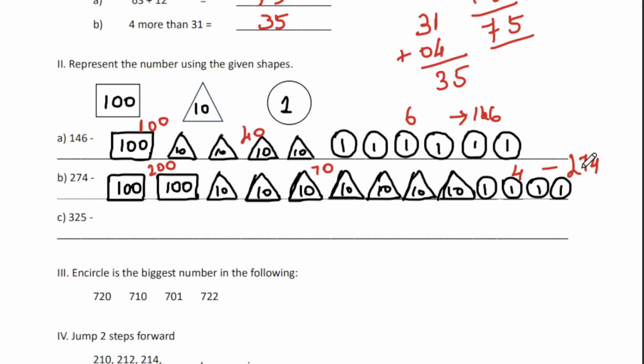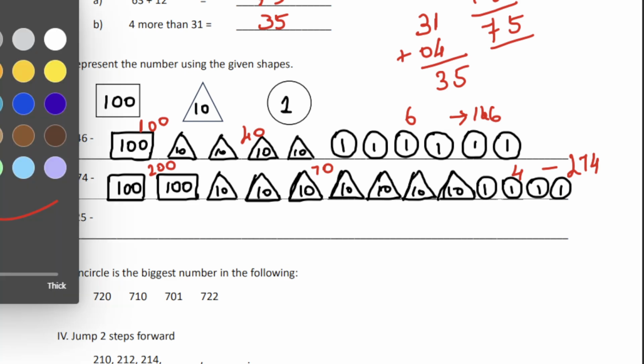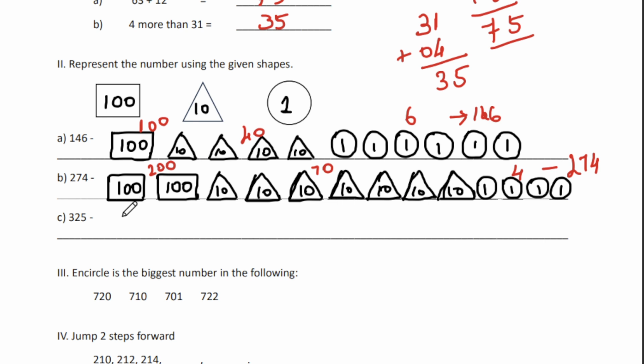Okay, you no need to write the numbers, students. You just draw the boxes along with the numbers. Okay. Next we have 325. So 325, how many hundreds are there in 325? We have 3 hundreds. So draw a box. So 3 hundreds, you need to draw 3 boxes. So 3 boxes. So 100, 100, 100.